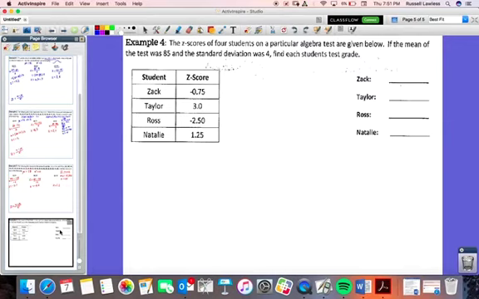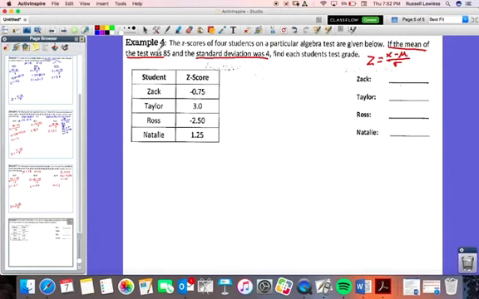For this last one, what we're doing is something a little different. We have the z-scores of 4 students on a particular algebra test that are given below. If the mean of the test is 85, so that's important to us, the mean of the test is 85, and the standard deviation was 4, find each student's test grade. So it's great with this formula. Just a reminder what the formula was. It's going to be z is equal to x minus the mean over the standard deviation.